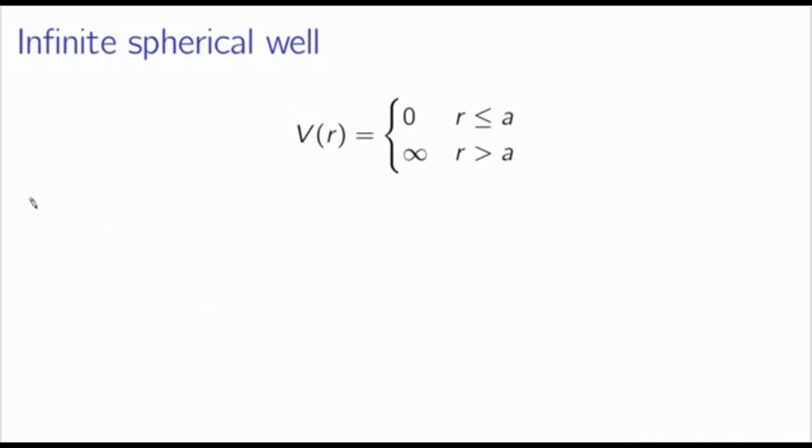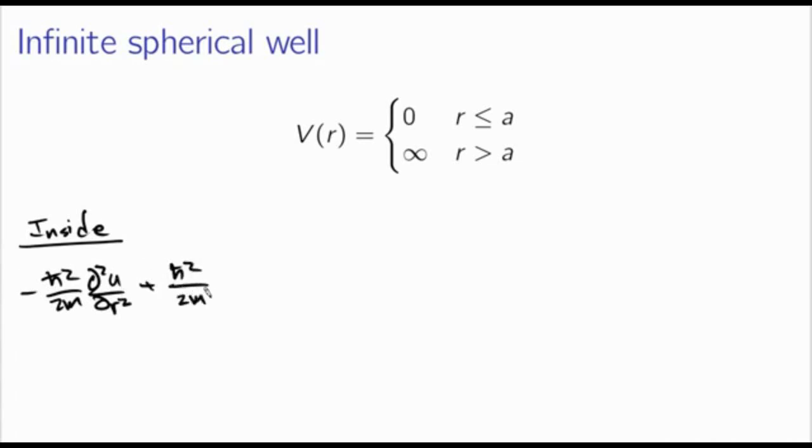First of all, inside the box, our equation looks relatively simple. Minus h bar squared over 2m, second derivative of u with respect to r, plus h bar squared over 2m L plus 1 over r squared, that's our centrifugal term, times u is equal to e u. So this is our radial equation for regions inside the box.